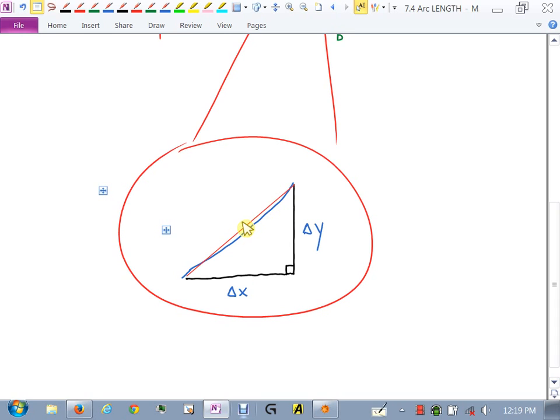What's the length of that red line that I just put in here? This will be a squared plus b squared is c squared, right? So c would be the square root of delta x squared plus delta y squared. Do you all follow that? That would be the length of that one little piece.